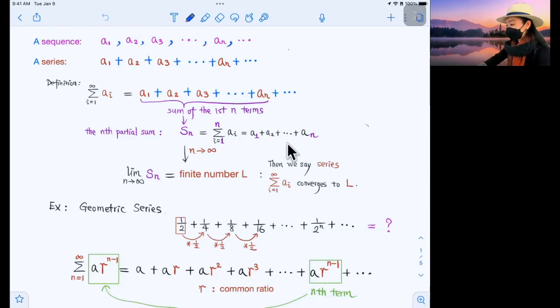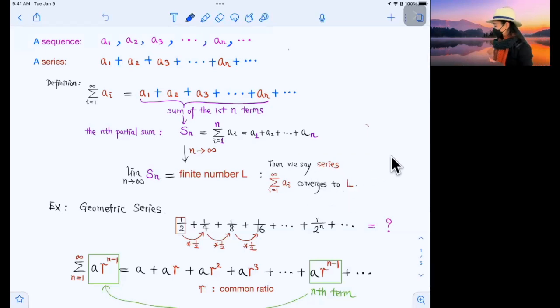Now, after that, if you let n go to infinity, and this n-th partial sum goes to a finite number, so as those terms continue on, if you add more and more terms and you let n go to infinity, then if somehow the partial sum stabilizes and approaches a finite number, we say that the series converges, and it converges to that finite number.